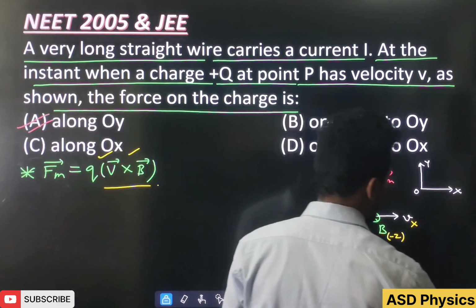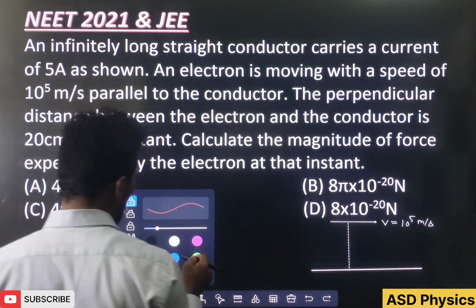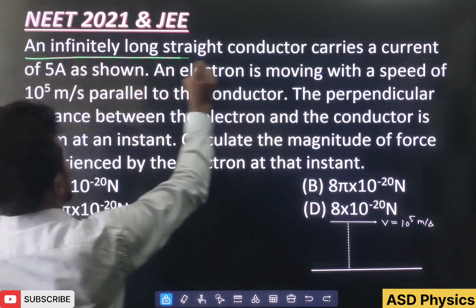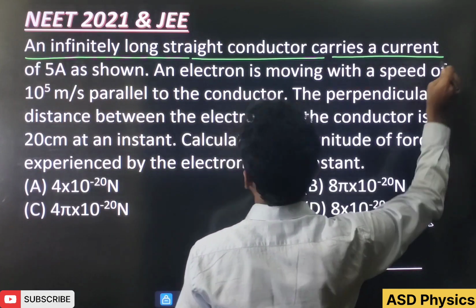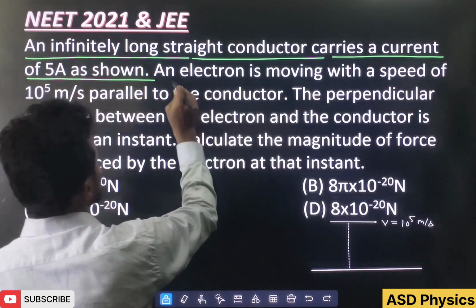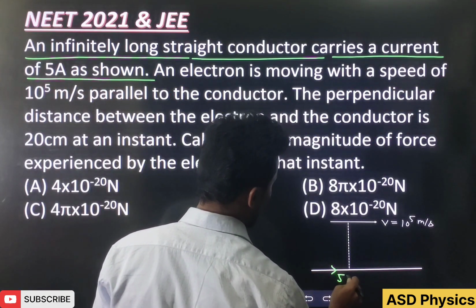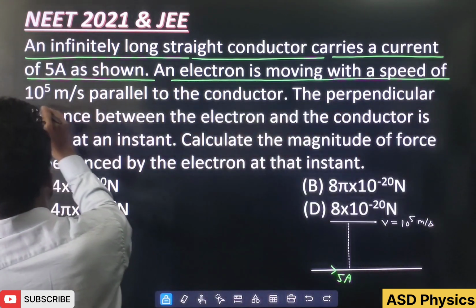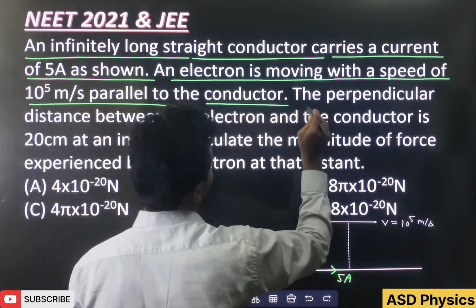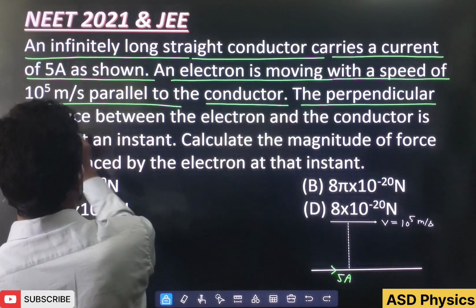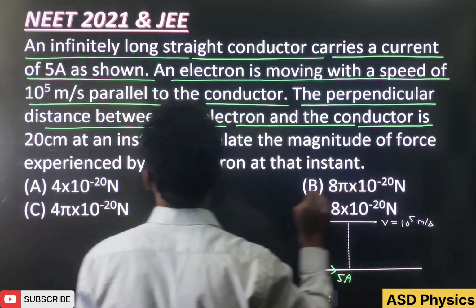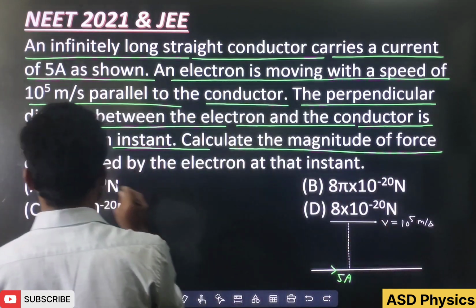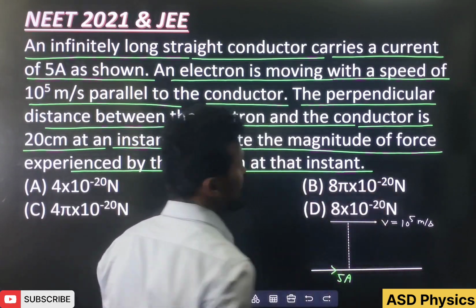Great. Now students, next we are going to see this question. Before this we have learned the application, now we have to just do some calculation. The basic is the same. An infinitely long conductor carries a current of 5 ampere as shown. An electron is moving with a speed of 10 to the power 5 meter per second parallel to the conductor. The perpendicular distance between the electron and the conductor is 20 centimeter at an instant. Calculate the magnitude of force experienced by the electron at that instant.